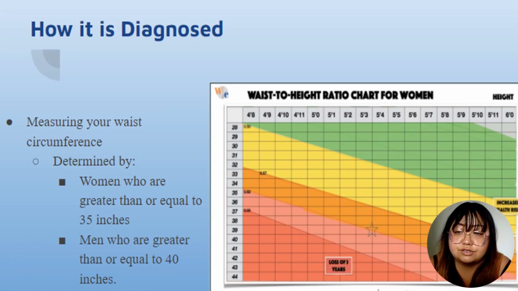Another method often used to diagnose if we are obese is measuring our waist circumference. For example, women who are greater than or equal to 35 inches, or men who are greater than or equal to 40 inches around their waist, would be considered obese. Scientists have linked this method as a more accurate measurement because it also depends on where your body fat is proportioned. And oftentimes, depending on where it is proportioned, it leads to other illnesses, for example, cardiovascular diseases.